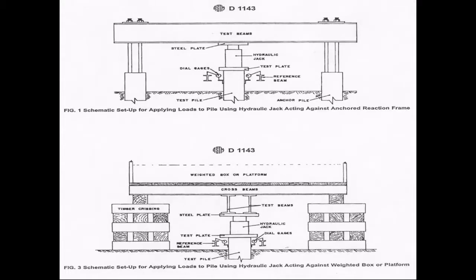And here's the typical setup shown in the ASTM. The upper setup shows reaction piles with the reaction beam with the jack over the top of the pile. And the second setup is just a weighted platform to create resistance for the jack to put a load into the top of the pile.